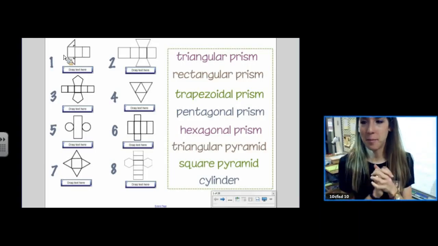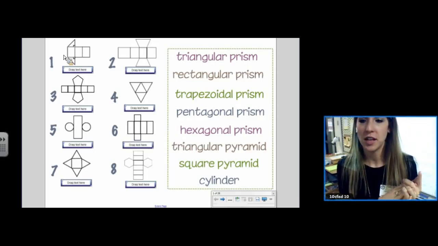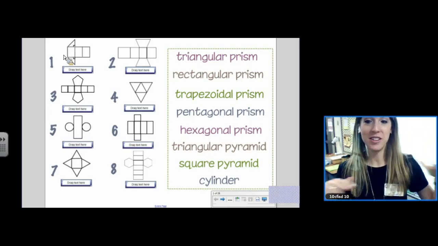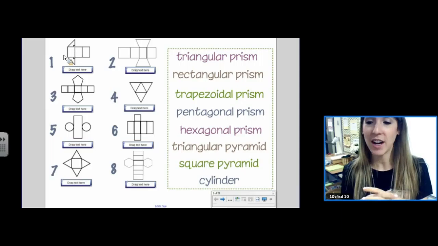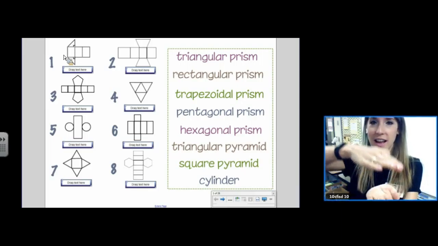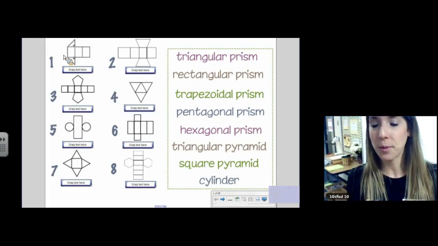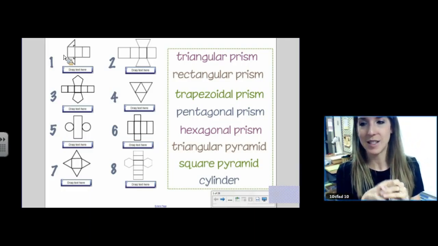Okay, so we are starting a brand new unit. This unit is called 3D figures. So we are going from two-dimensional, finding the area of a figure, and now we're going to take that figure and we're going to give it a height. And we're going to go from 2D to three-dimensional, 3D solids.